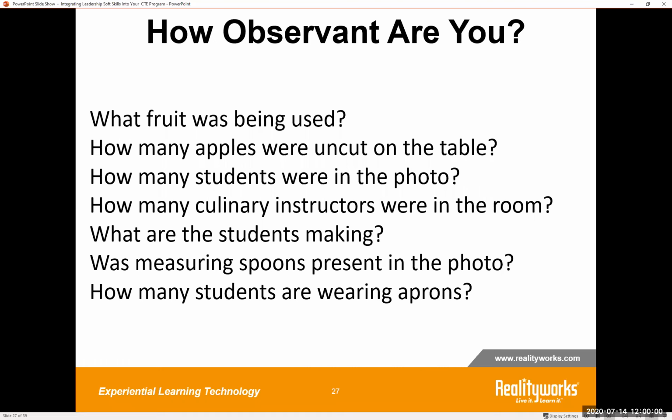In case you're wondering about the answers, apples were being used. There were 3 uncut apples in the photo. 6 students, 1 instructor. They were making an apple dessert of some sort. Measuring spoons were not present, and 4 of the students were wearing aprons.